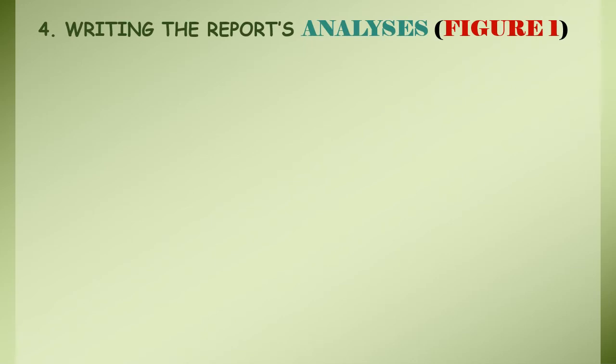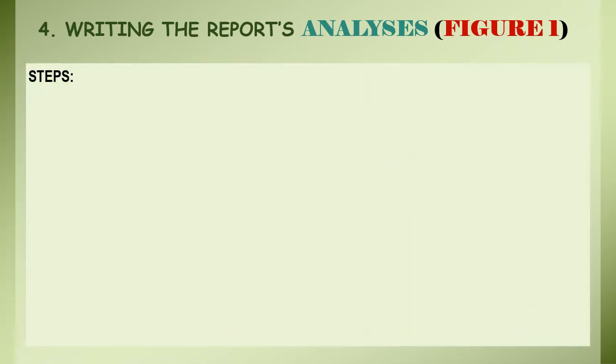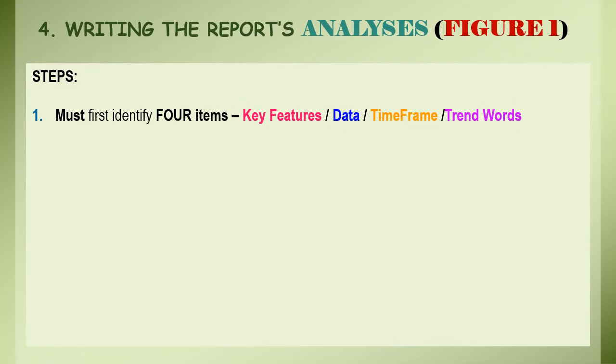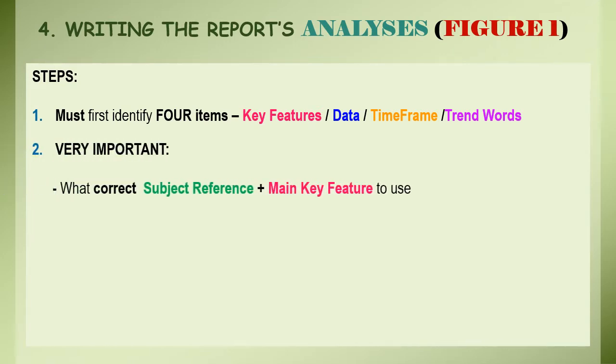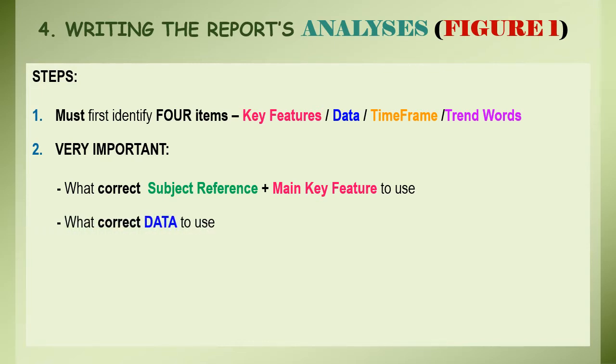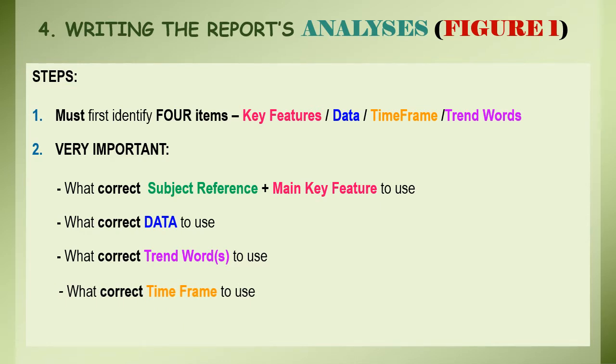The fourth component in the report is the analysis. Here are the steps. First, we must identify the 4 items required to analyze. They are key features, data, time frame, and trend words. It is very important that we identify the correct subject reference and main key feature, correct data, correct trend words to use, and the correct time frame to use if the time frame is given.